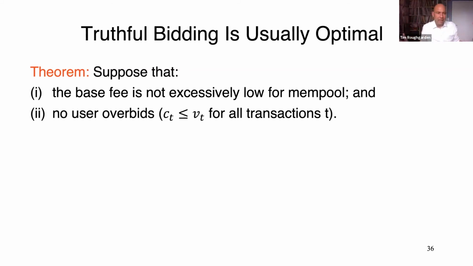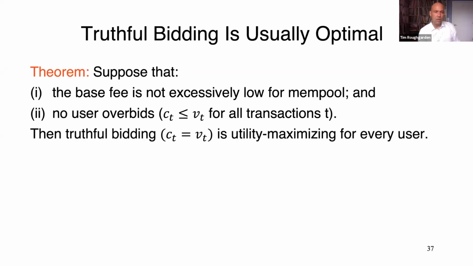I don't think that's a very interesting case, but technically I do need this assumption for the theorem to be true, otherwise it would not be true. But under these two assumptions, the base fee is not excessively low, so you have room in a double full block for everybody willing to pay the reserve price, and secondly, nobody overbids, then in fact it's a best response to bid truthfully for every user, no matter what their own valuation, no matter what the valuations of all of the other players. And indeed, it's basically just a posted price mechanism where that posted price is the reserve price. Okay.